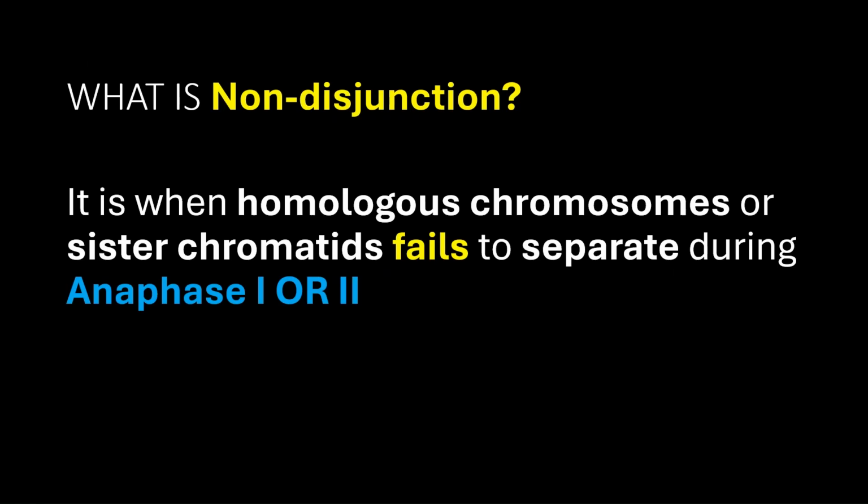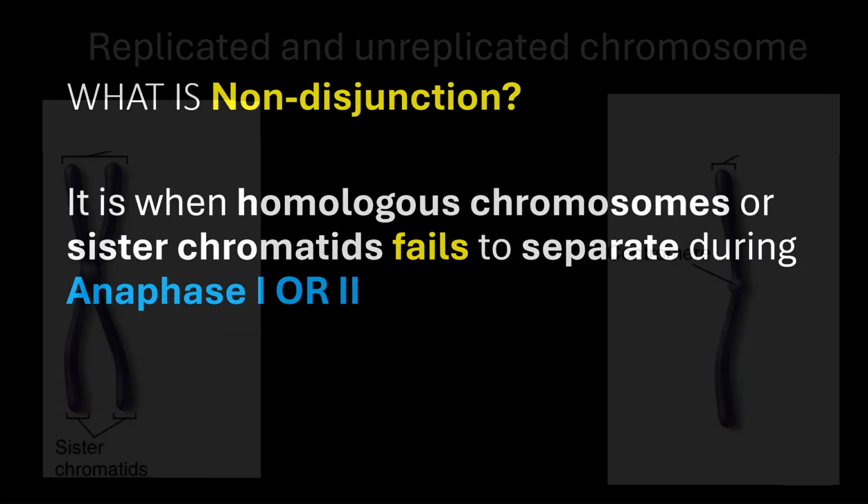So let us ask the following question. What is non-disjunction? And the answer is as it appears on your screen. It is when homologous chromosomes or sister chromatids fail to separate during anaphase 1 or 2. That is all that you need to know about the meaning of the word non-disjunction as we prepare for the exams. Once more, it is when homologous chromosomes or sister chromatids do not separate. The word fails here means do not separate during anaphase 1 or 2.